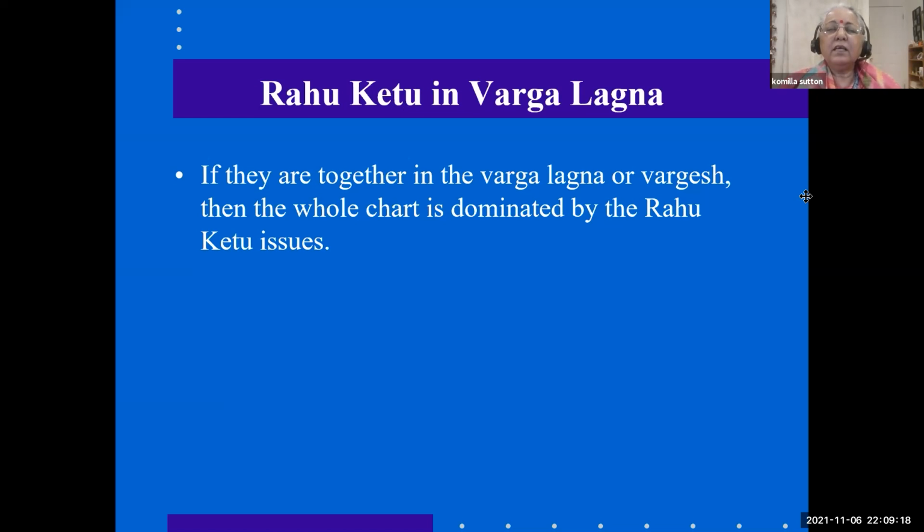Now, a main thing that I like to see is whether they are together in the Varga Lagna or Vargesh or with the moon. Actually, if you have the Trimshamsha chart, if Rahu Ketu are with the moon or sun, then you can see that there are some big issues that you are bringing in with the life, because Trimshamsha is 6th house energy, karma that we have to resolve in this lifetime.